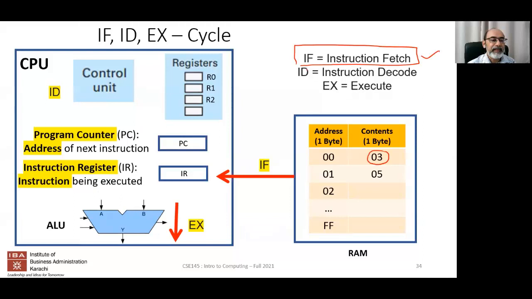Then there is the instruction decode cycle, okay? Here what's happening is that it's going to try to figure out what this instruction is trying to do, okay? So a particular instruction needs to be decoded, and that's something that is in the domain of the control unit. We haven't really spoken about what a control unit does so far. So the control unit is basically doing the instruction decoding. Now the instruction decoding is a little complex. We won't really go into the details of that, but we'll just refer to it as an instruction decode cycle, okay?